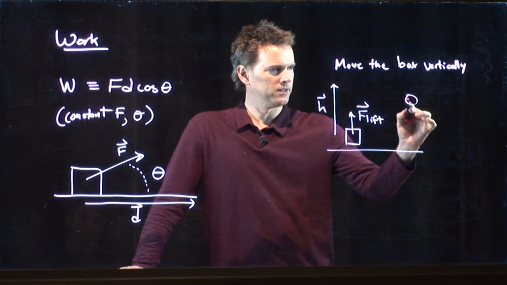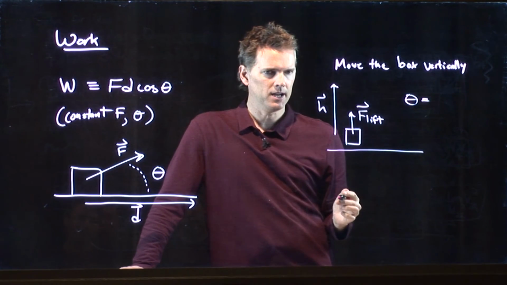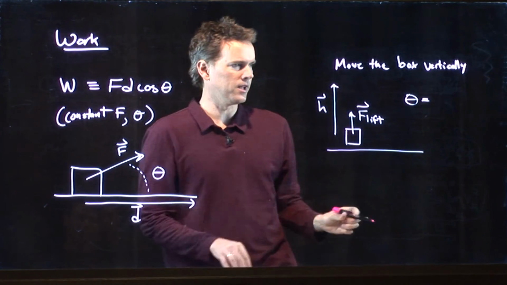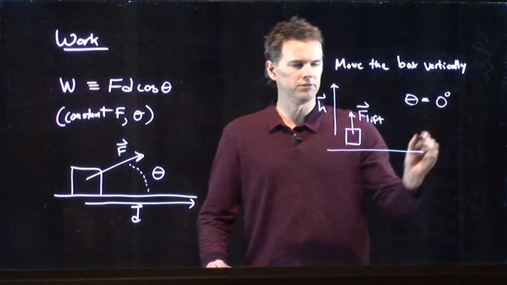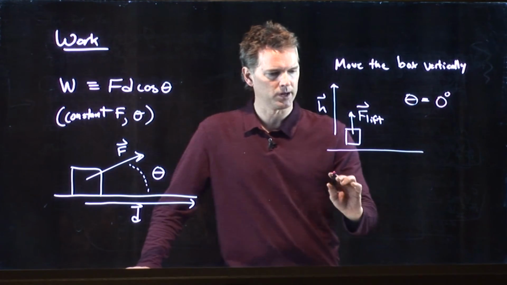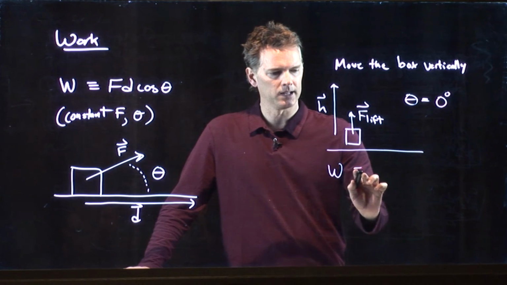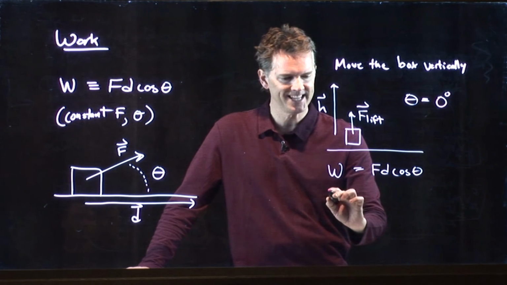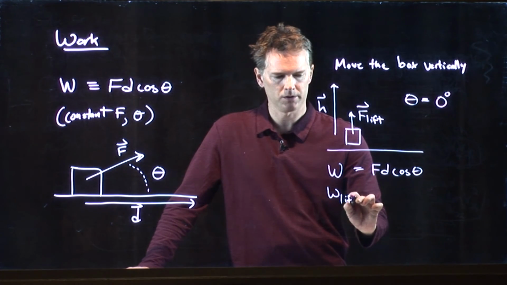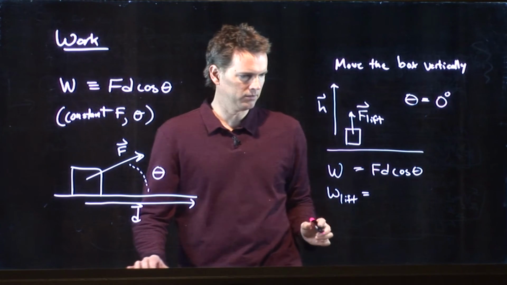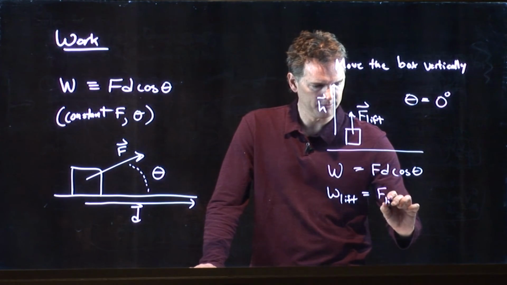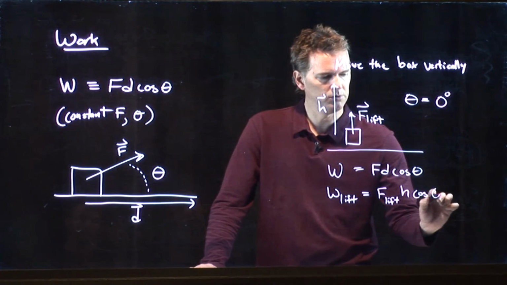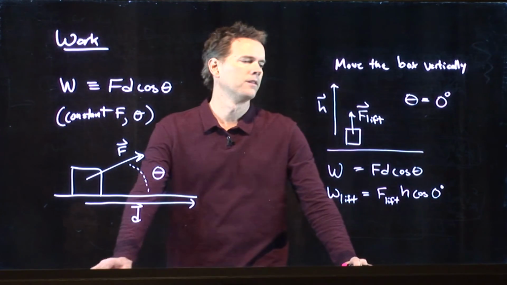What is theta in this case? Theta is the angle between the force and the displacement. And if those two things are parallel, then theta is zero. Okay, they're in the same direction. And so now we can calculate the work based on what we said over there. It's F d cosine theta. So the work that we do in lifting this is F lift times h times cosine of 0 degrees.